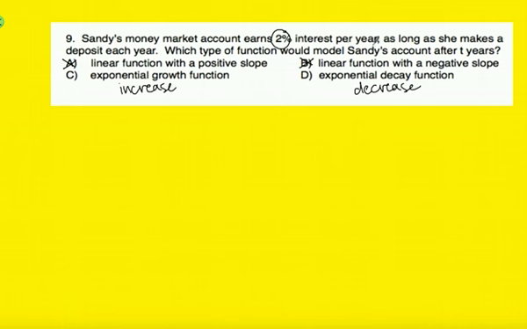So using the context clues in the problem, I have to decide, is my money going to be increasing or decreasing? When I read it again, it says Sandy's money market account earns 2% interest per year. Earns. The word earns tells us that the money value is going to be increasing, which means that C is going to be my correct answer. So the type of function that would model Sandy's account after t years would be an exponential growth function.